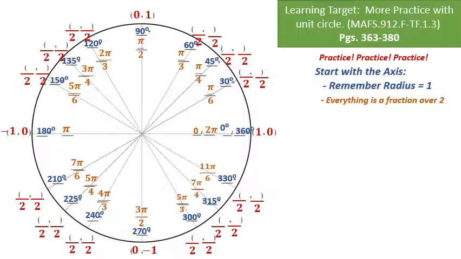So here we go. Everything is a fraction over 2. Now all we've got to do is figure out a way to remember what those coordinates are on top. There's a couple different ways that you can do it, but the one that I love the most involves your left hand. Hopefully all of you have a left hand, and if you do, I want you to hold it up right now. Hopefully you have 5 fingers on that left hand.